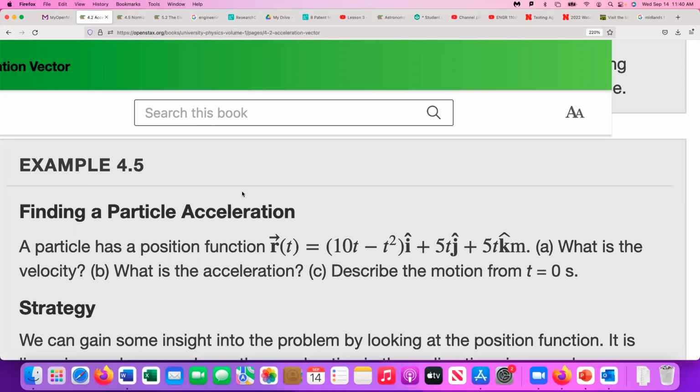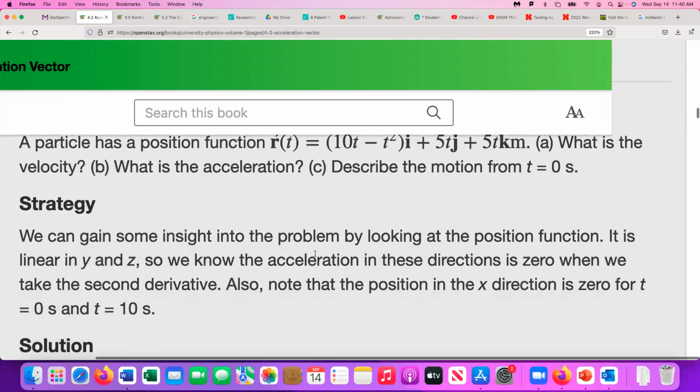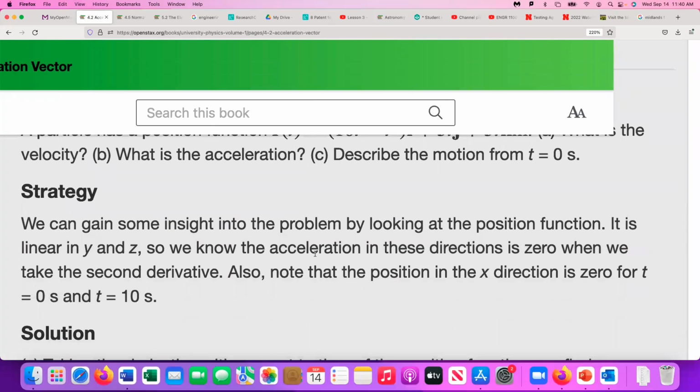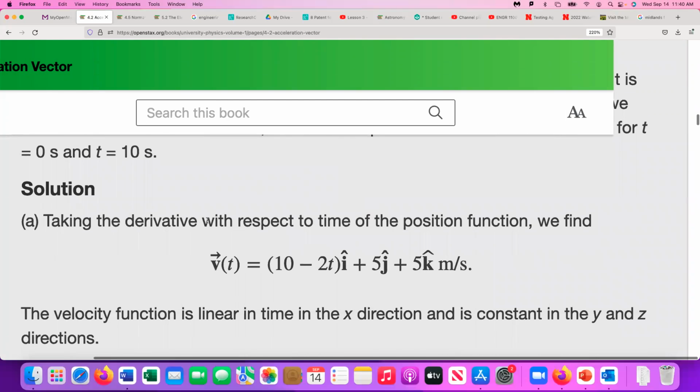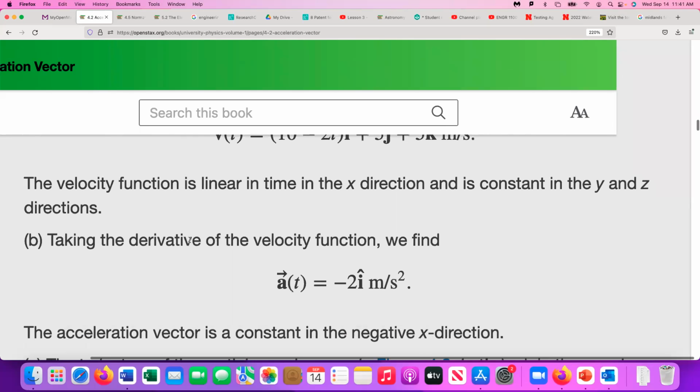So this is the time dependent function of position. If we want to find out the acceleration, we need to take 2 time derivatives. So we do the first time derivative in each component, x component, y component, z component, and that gives us the velocity vector, and then we take the second time derivative to get the acceleration vector. It turns out the acceleration vector is no longer time dependent because we've taken 2 time derivatives and the original function was only quadratic in time.